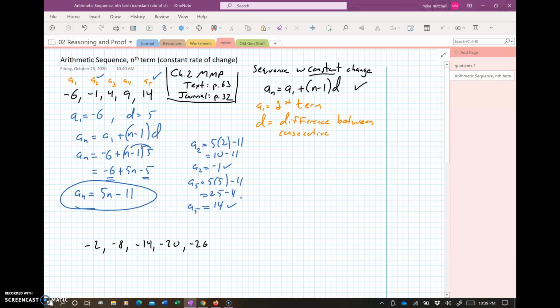So I'm looking good. Now, the homework asks us to find other ones here, like the 20th one. So if I want to find a20, I just put 20 in, just like I put the 2 and the 5 in. And that's going to be 5 times 20 minus 11. That's 100 minus 11. That gives me 89. I think I saw online they were doing a50. That'd be 5 times 50 minus 11. That's 250 minus 11. That's 239.